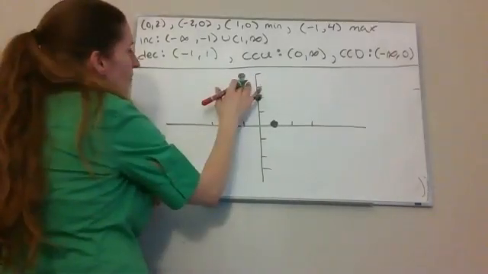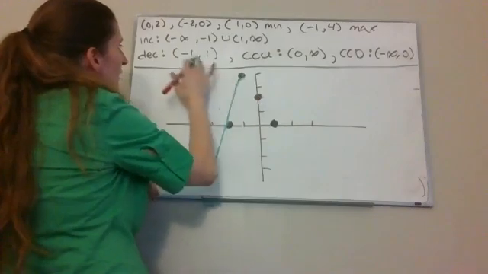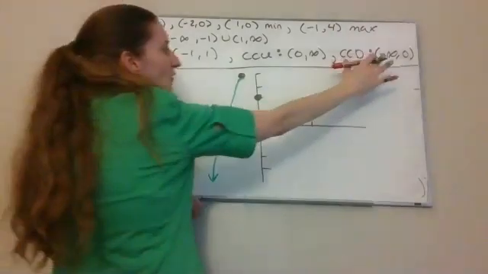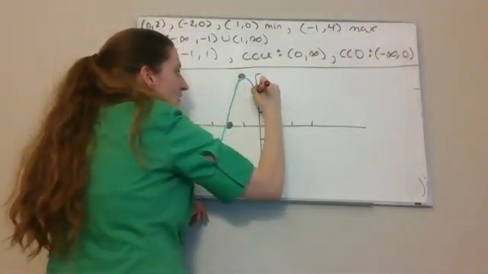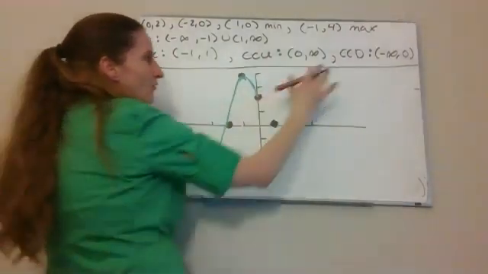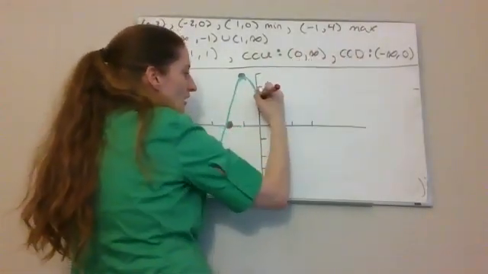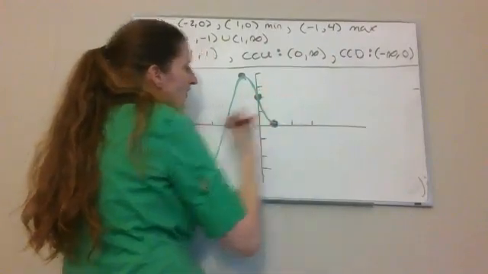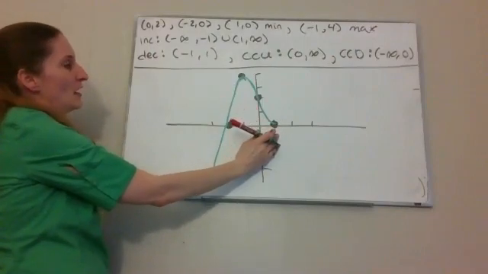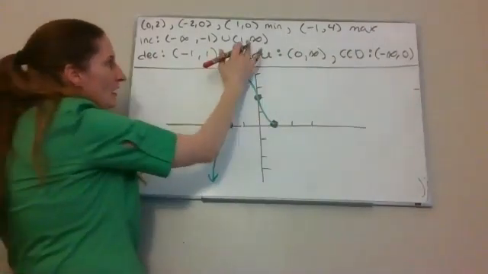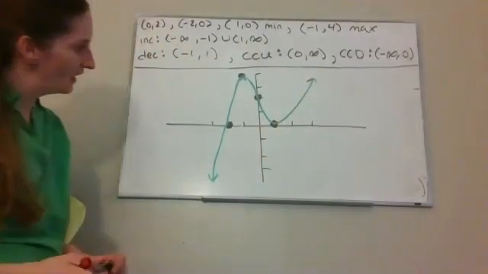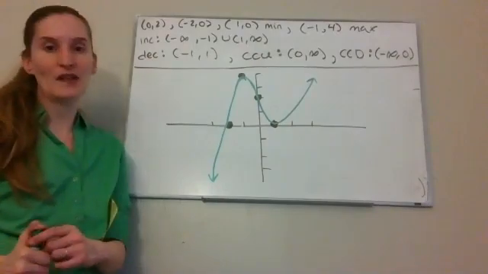Now that I've reached this point at -1, I'm going to switch to decreasing until I get to x equals 1. And I'm still concave down until I reach x equals 0. Once I reach x equals 0, though, I switch to concave up. So I've changed how I'm curving. I hit my minimum value. And now that I've reached x equals 1, I switch to increasing. And I'm still concave up. And that's my rough sketch of what this looks like.